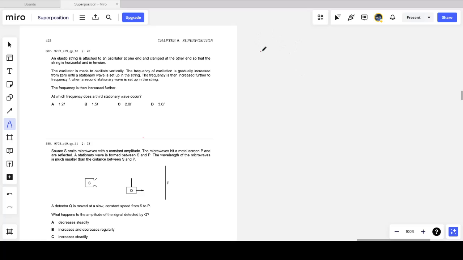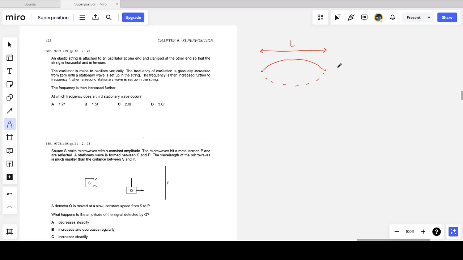So let's assume that we have this string, and we're going to give this string a length. We're going to call the length L, and it's fixed at both ends. It just has an oscillator which allows for the vibrations to happen. And the most simple mode of vibration is this one. Node at both fixed ends and antinode in the middle. Can't get any simpler than that.